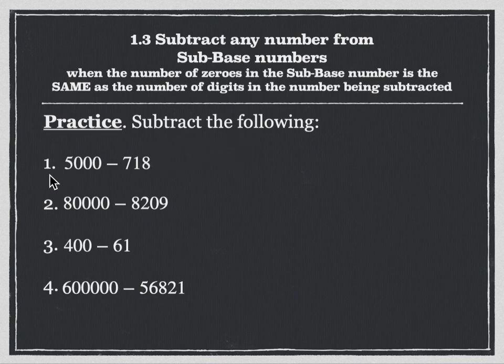So let's subtract 5,000 minus 718. We're going to subtract 1 from the 5,000. That's going to give us 4,000. And then all from 9 and the last from 10, Nikhilam Sutra. That's going to give us 4, 2, 8, and last digit 2. So 4,282.